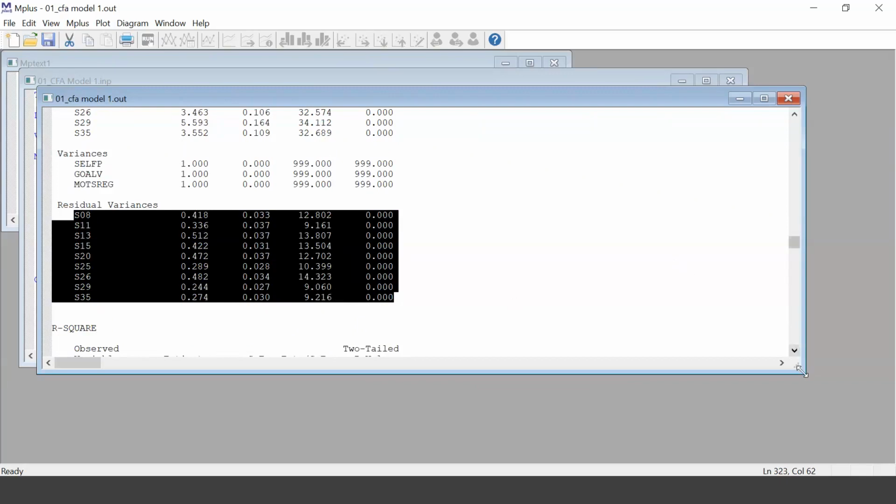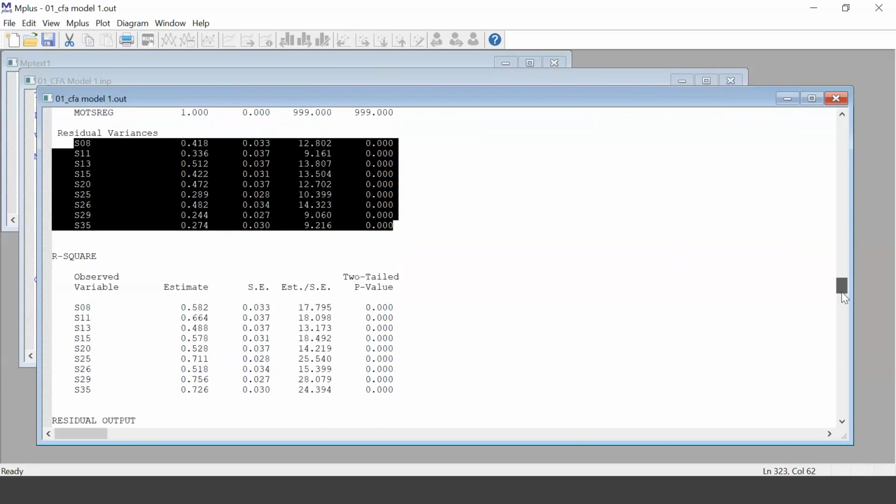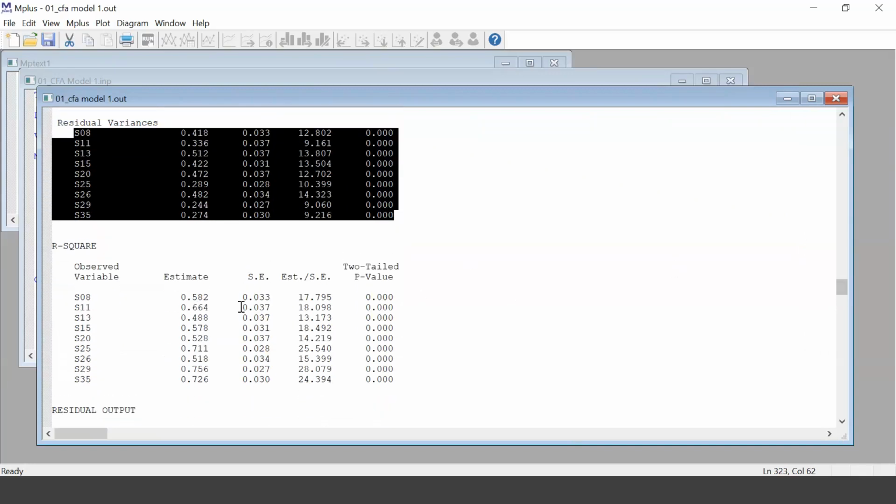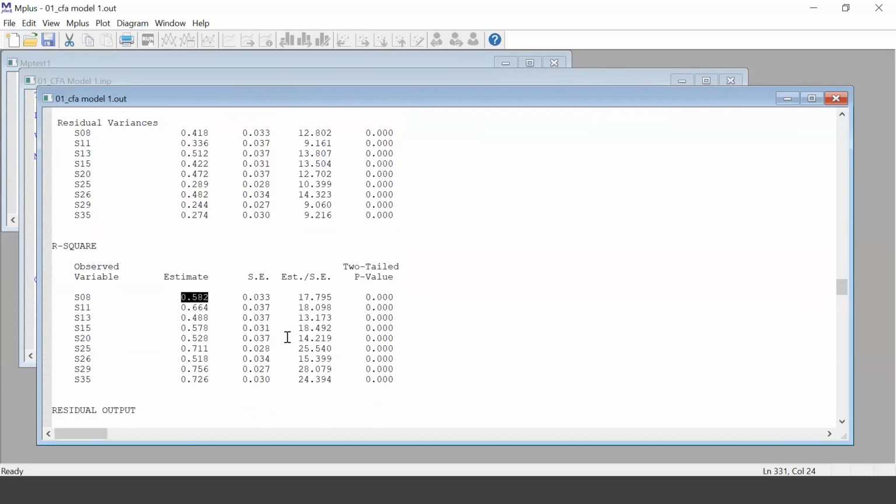So if I scroll down, hold on, let me make this a little bigger. I hope that you can see this. If you look at SO8, the R squared, which is the proportion of variance in item 8 that's explained by its factor, is 58.2%, right? 0.582. And then 1 minus 0.582 is 0.418. So what this means is that 58% of the variance in item 8 is explained by the factor, and about 42% of the variance in item 8 is not explained by the factor.